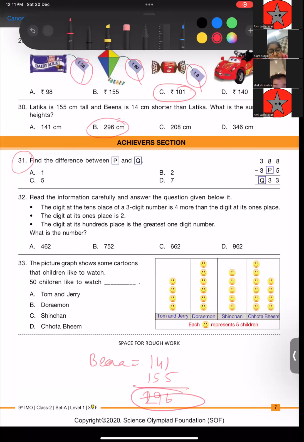Please solve it. Guys, go on mute. It's a recorded session.